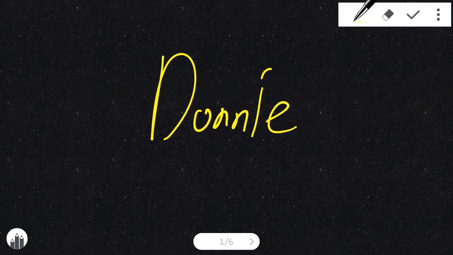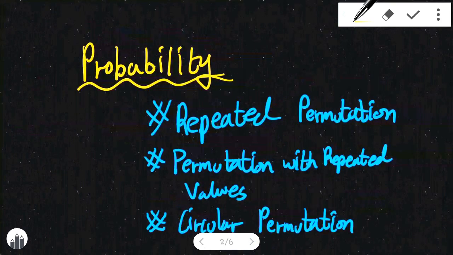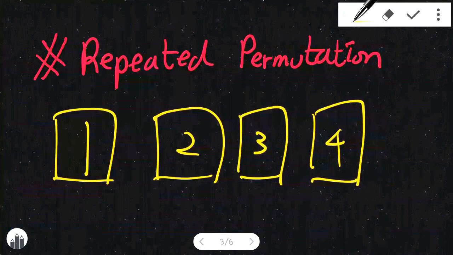What's up guys, my name is Donnie and today we are studying further and deeper about permutations. In permutation, there are repeated permutation, permutation with repeated values, careful, this sounds the same but they actually aren't, and circular permutation. Let's start with repeated permutation.